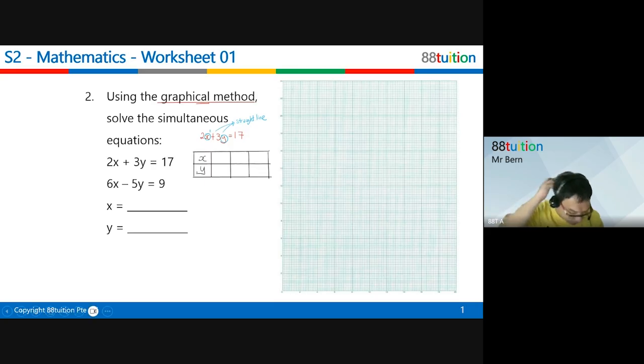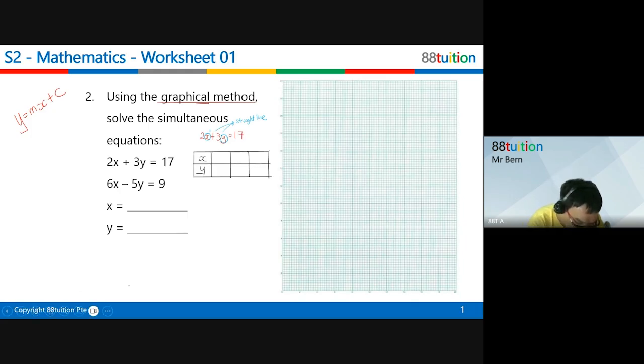But children, if you put it as 2x plus 3y equal to 17, it's a little bit hard to key into your calculator. So my advice to you is try to always put it in the format of y equal to mx plus c. So y equal to mx plus c is what we did last week.